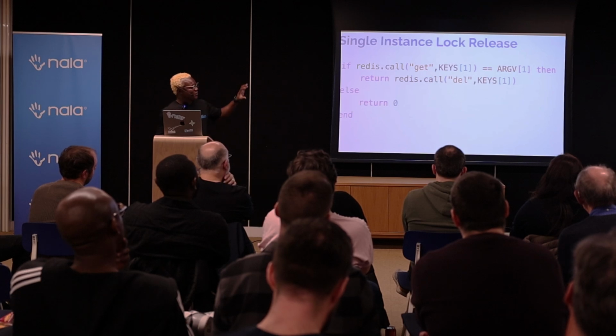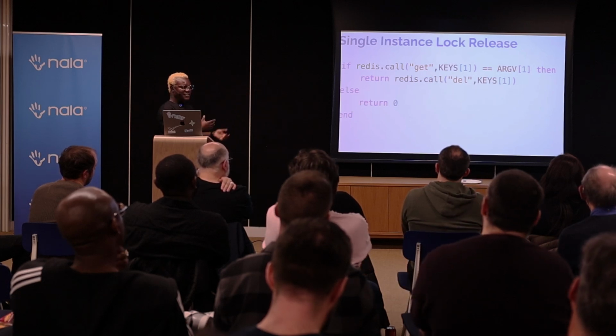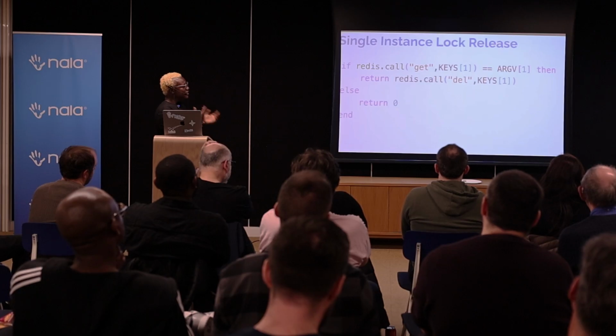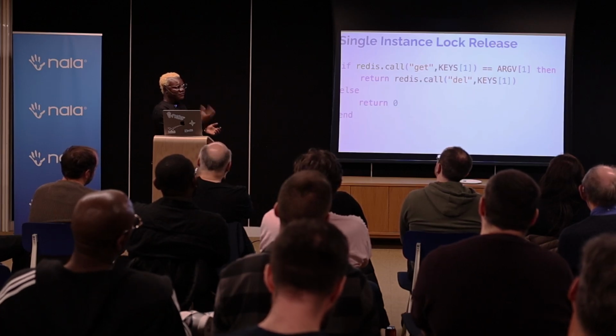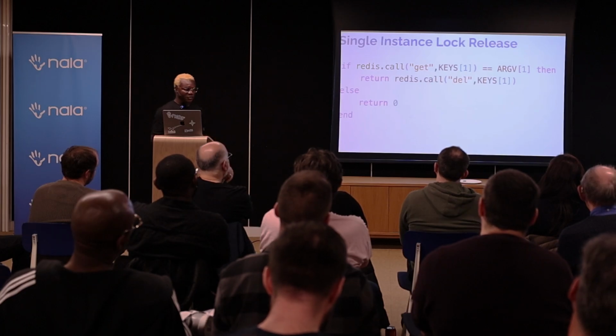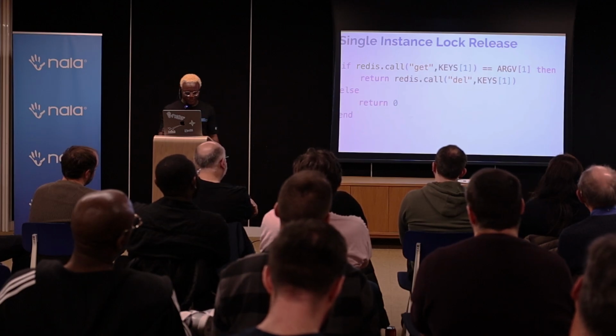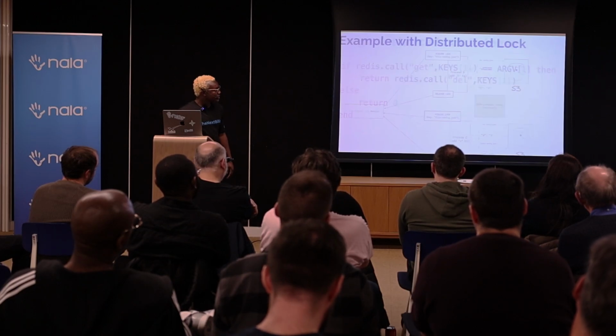So yeah, basically what this does is that we first get the key, then compare if the value we get for the key in Redis matches the value we provided at the point of acquiring the lock. If it's not the same, we just skip, we do nothing, right? If it's the same, we delete the key, and that's it.